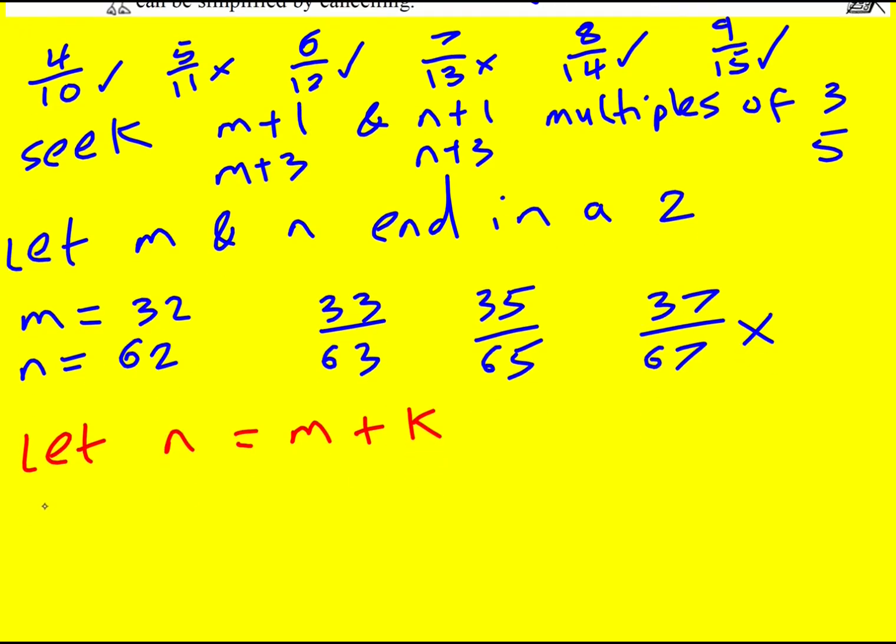And then we're going to get m over m plus k, m plus 1 over m plus k plus 1, and so on up to 5. I think I will write them all down.